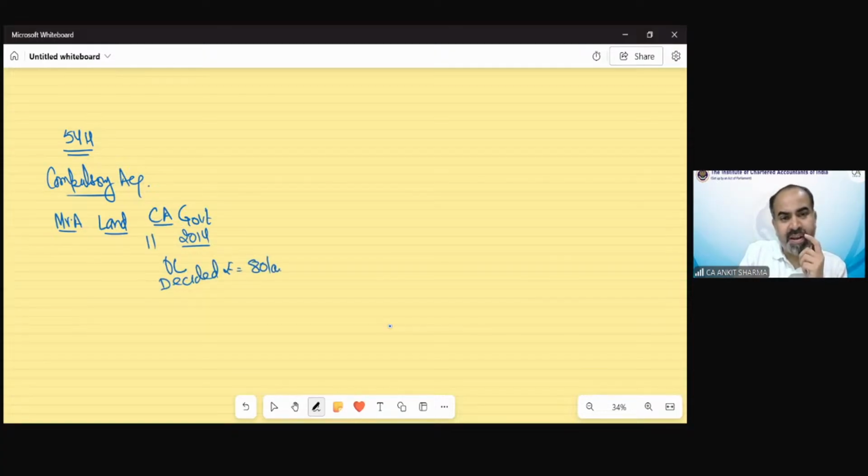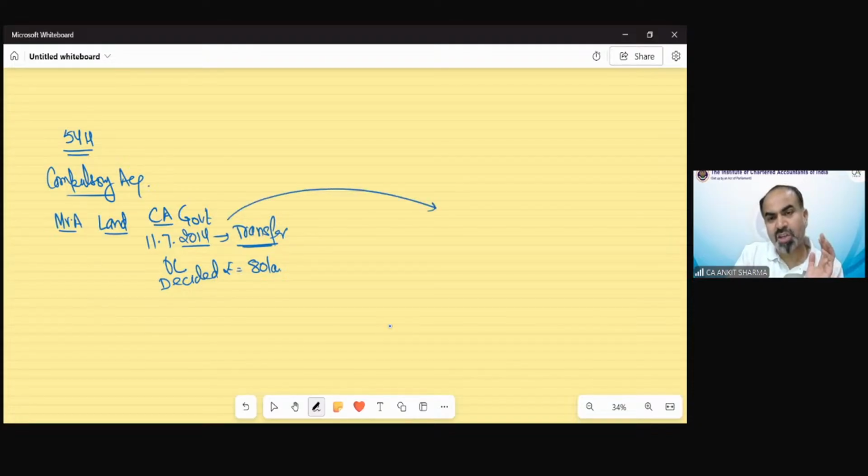Suppose the date of compulsory acquisition was 11th July 2014. So that should be treated as the date of transfer. But we cannot charge the capital gain in this year because he did not receive the compensation. The compensation he received, suppose, on 11th November 2022. Full compensation he received, 80 lakh.